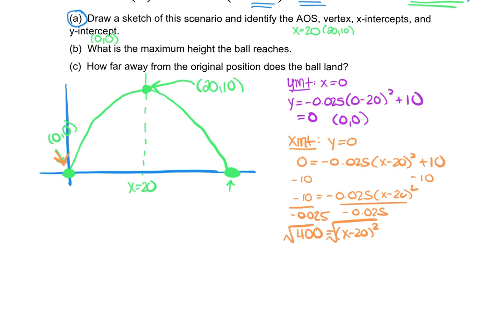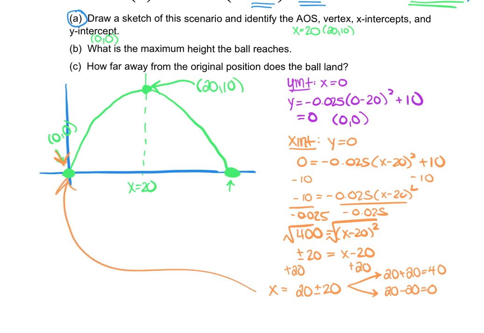Then to undo the squared, I need to square root both sides. If we test 400 out, the square root of 400 is a perfect square. So that's going to be plus or minus 20 is equal to x minus 20. And so then from here, we can add 20 to each side. So we end up with 20 plus or minus 20 is what is equal to x. And so if I actually split that up and calculate both, I have 20 plus 20, which gives me 40. And I have 20 minus 20, which gives me 0, which, if I think about that, that 0 makes sense because that's my 0, 0 here.